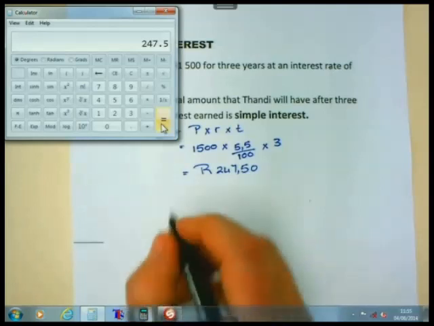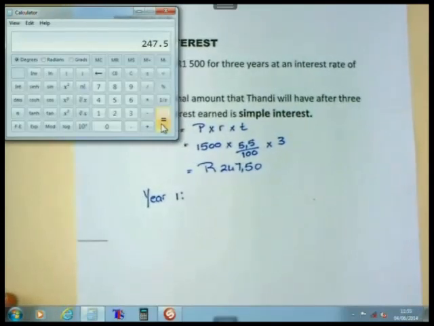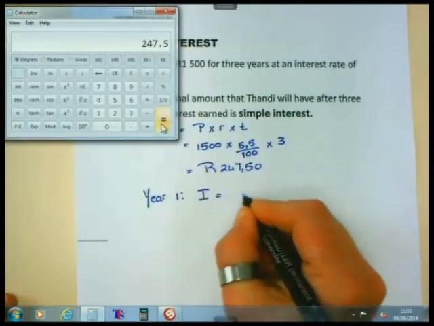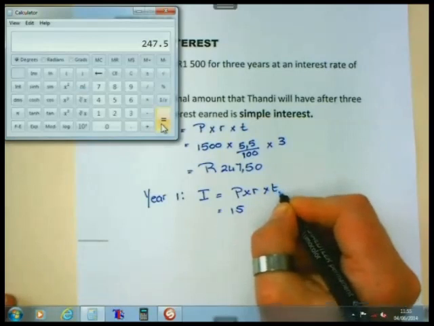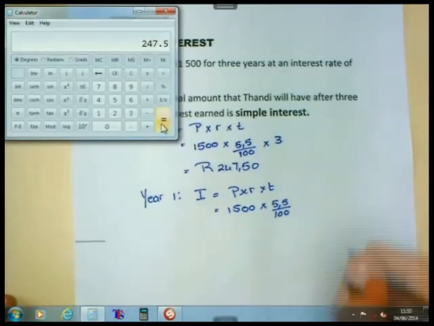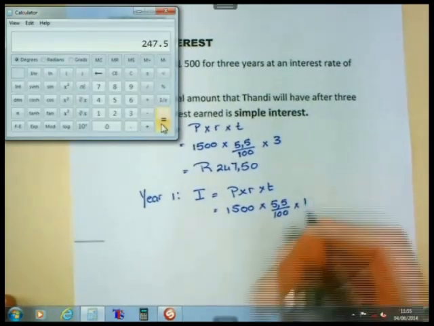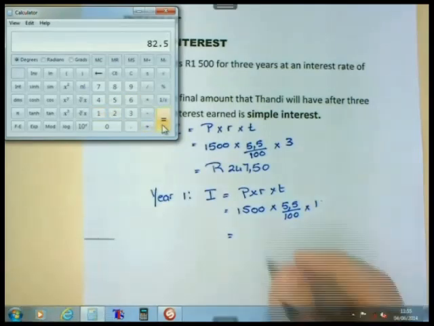If you work out in year 1 what interest Tandi received, you will see that if I go back to my formula and substitute for the time period only 1 year, I get that for that first year, the interest that Tandi gets is 1,500 times 5.5 divide by 100, and for the first year it will be 82 Rand 50 cents.